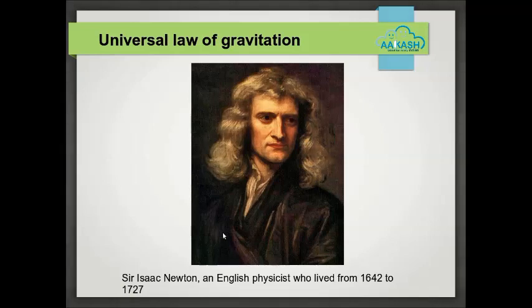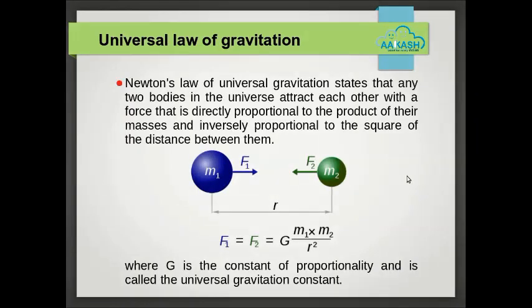Sir Isaac Newton was an English physicist who gave the universal law of gravitation. So let's see what is the universal law of gravitation. The universal law of gravitation states that any two bodies in the universe attract each other with a force that is directly proportional to the product of their masses and inversely proportional to the square of the distance between them.